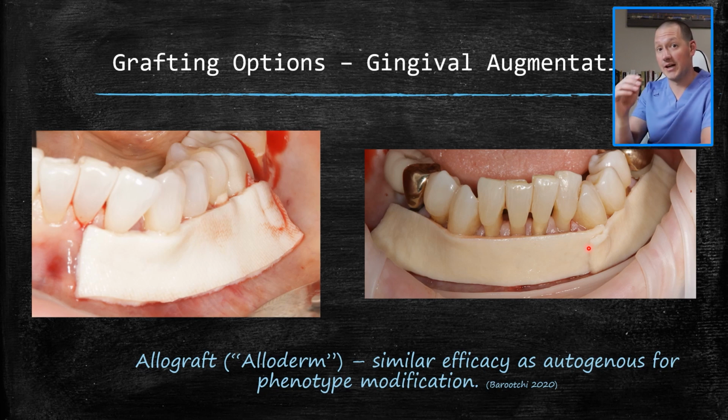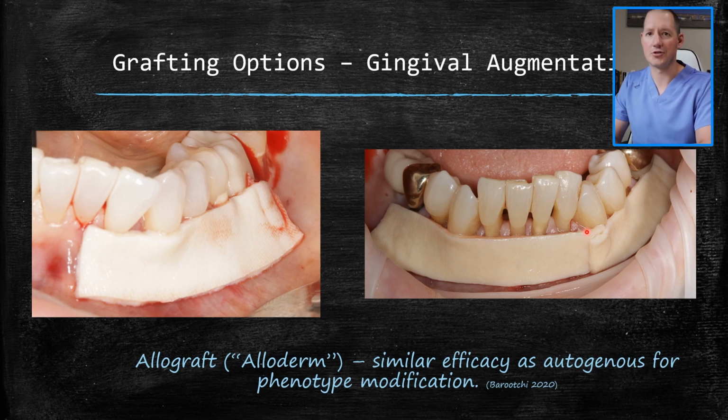I don't prefer it. It's definitely not the gold standard, but it can be a good option for patients who really are adverse to having the tissue harvested from the roof of their mouth, or for patients who maybe are smokers who have a poor tissue quality up at the roof of the mouth, or just have super thin palatal tissue. This can also be a good option for them.